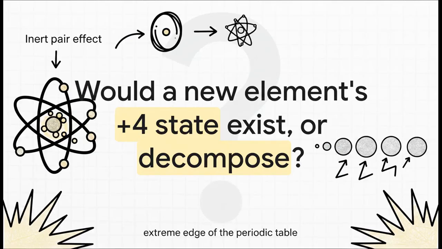So let me leave you with a bit of a provocative question to chew on as you review your notes tonight. Extrapolating these trends is what truly secures an A grade. If the inert pair effect gets stronger and stronger the heavier we get, just imagine what happens at the extreme edge of the periodic table. Would a +4 state even exist down there?